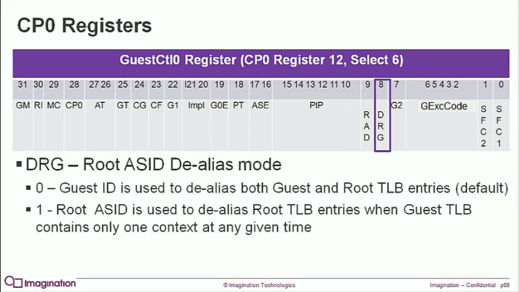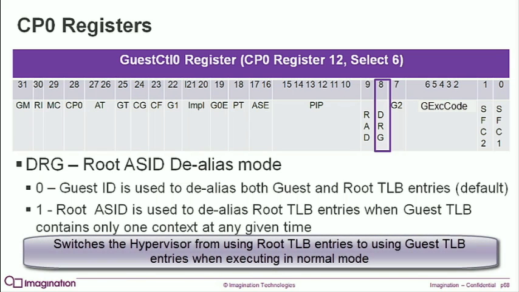When the processor uses guest IDs in the TLB entries, and it is in the root mode but not in error, exception, or debug mode, setting the DRG bit will cause loads and stores to use TLB entries associated with the root control guest ID that is set in the guest control 1 RID field. In other words, this switches the hypervisor from using root TLB entries to using guest TLB entries when executing in normal mode.